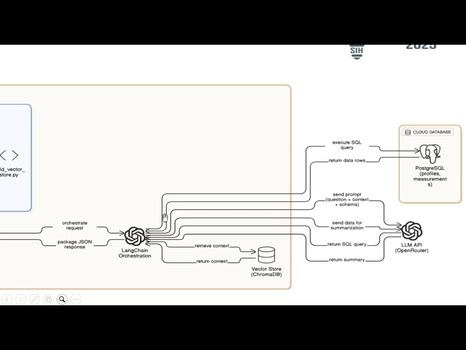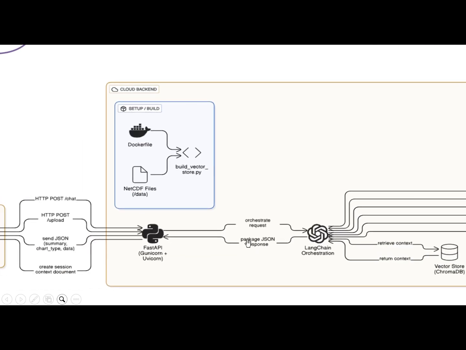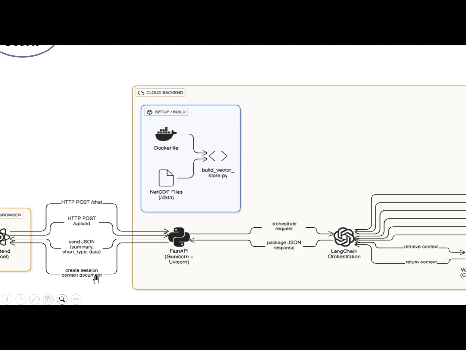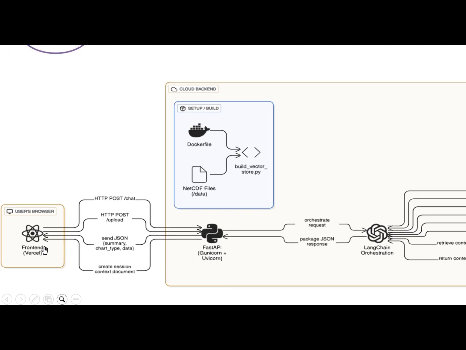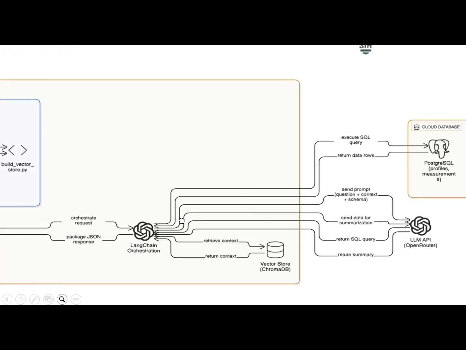Once the data is retrieved, the orchestrator sends it back to the LLM one last time to translate the raw numbers into a friendly, human-readable summary. The final result, the summary, the chart data, and the chart type, is packaged into a single JSON response. This entire package is sent back to the React front end, which then displays the conversational answer and the beautiful interactive visualization to the user. From a complex question to a clear insight in seconds.